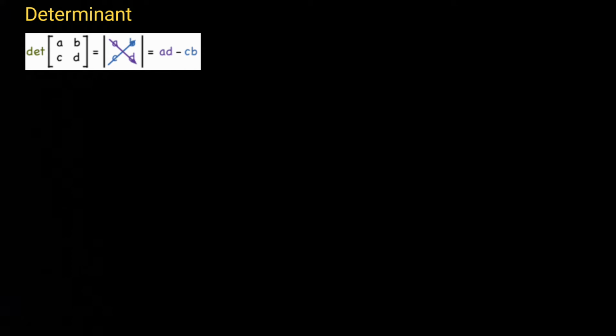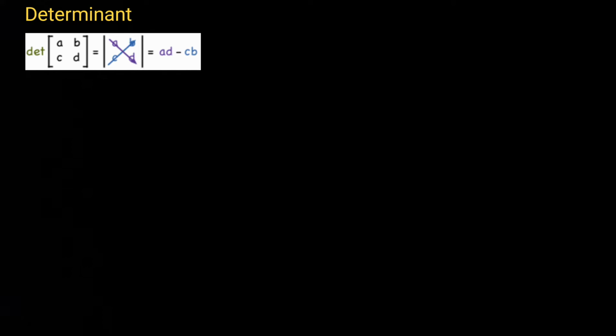When finding the determinant of this 2x2 matrix, we first take the descending diagonal, A times D, positions minus the products of the ascending diagonal positions. So it will be A times D minus C times B. Now let's try an example so that you can understand it better.